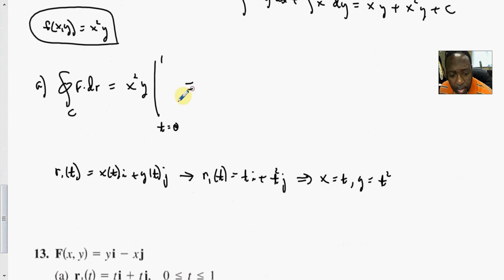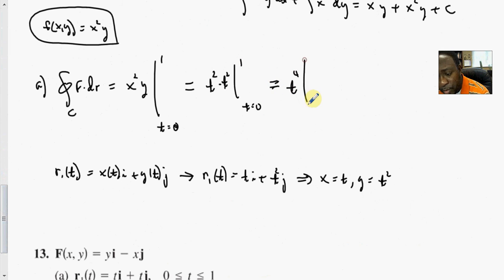So we come here, x is equal to t, so this is t squared. That's supposed to be a 2. And then y is t squared. So now you can evaluate: this is t to the 4th, evaluated from 0 to 1. We get 1.